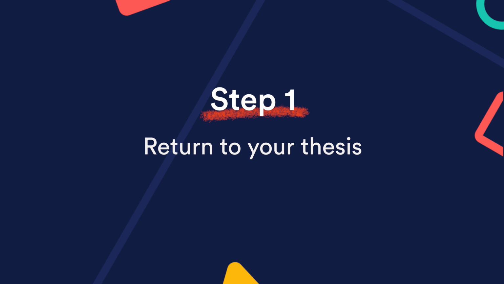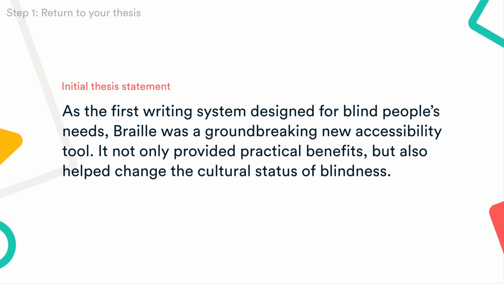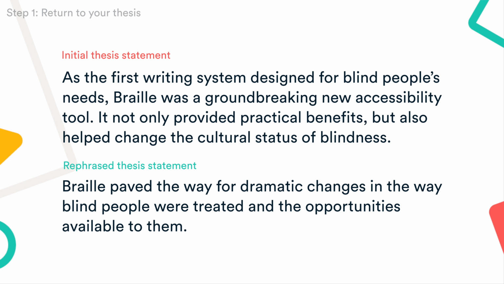Step 1. Return to your thesis. In the first sentence of your conclusion, signal that the essay is coming to an end by returning to your overall argument. It's important to avoid direct repetition, so don't just copy your thesis statement here. Try to rephrase it in a way that shows how your essay has moved the thesis forward, like this. Braille paved the way for dramatic changes in the way blind people were treated and the opportunities available to them.